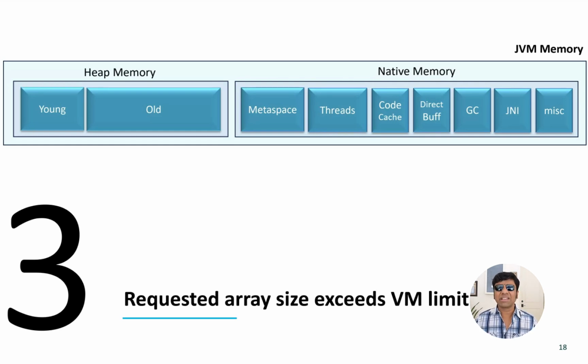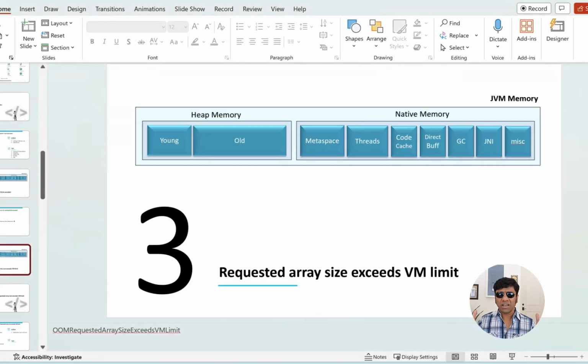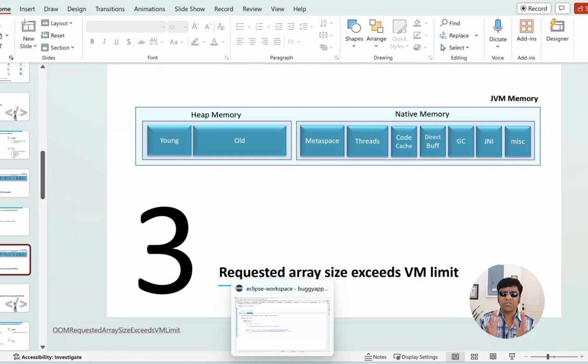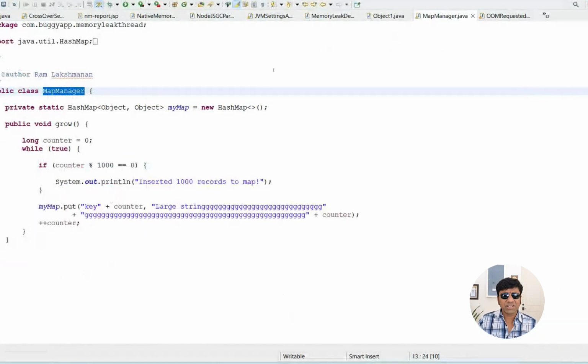As a developer, when I try to allocate a very large array size, and there's not sufficient memory for the JVM to give that size, then you get this error. Let me show you with an example, it's going to become more clear. Here is a sample program. You can see requested array size.